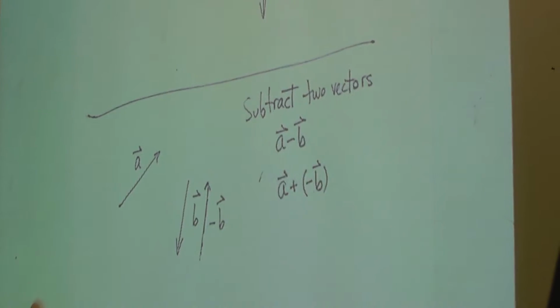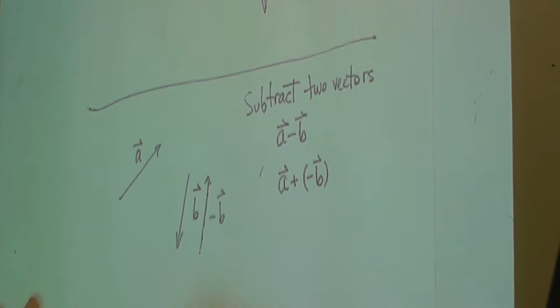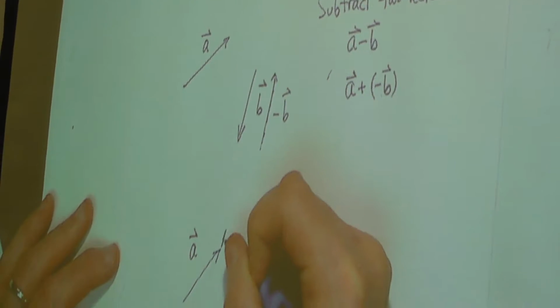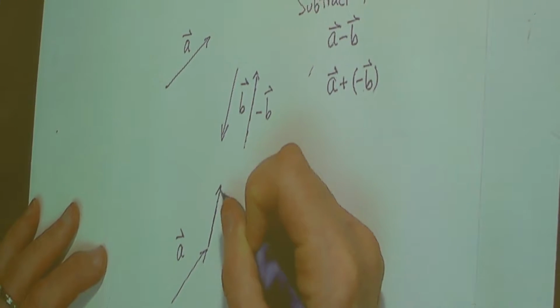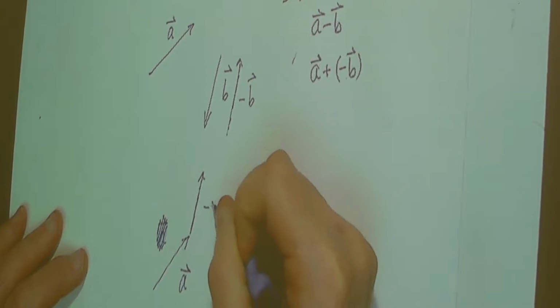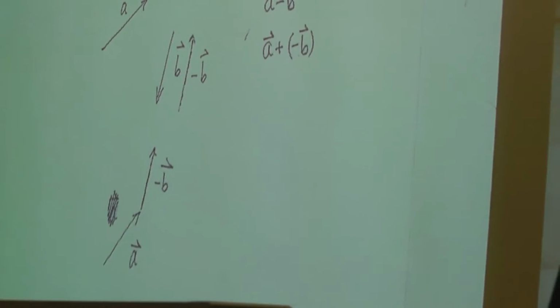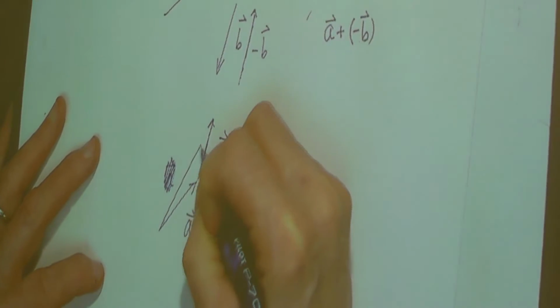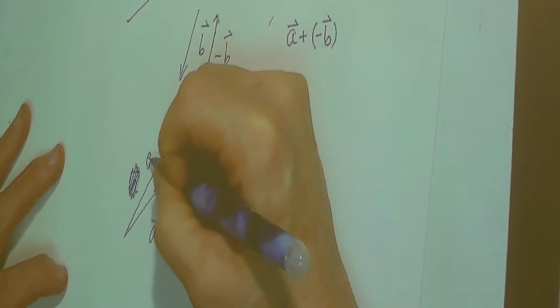So if this is A and this is minus B, and I see already I've erred in where I should place this. Okay, so I've put them to the best of my ability, head to tail, and then this guy right here is my A minus B.